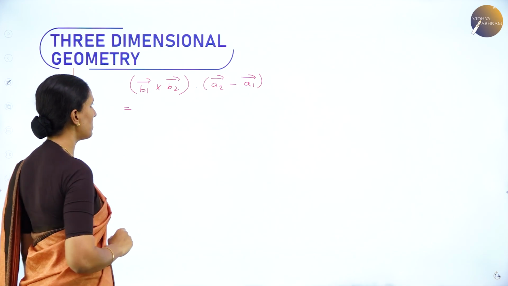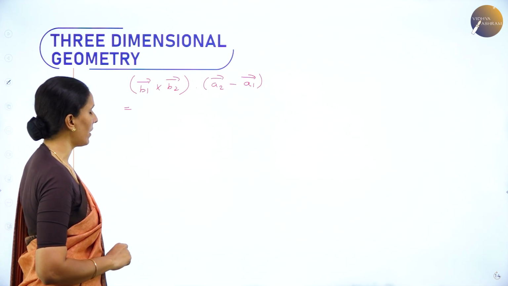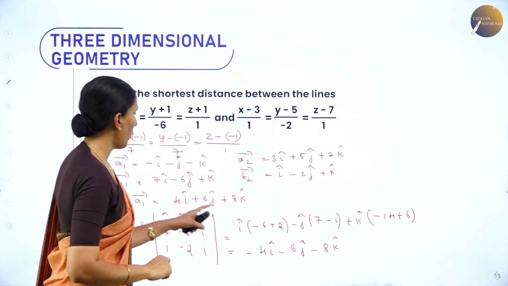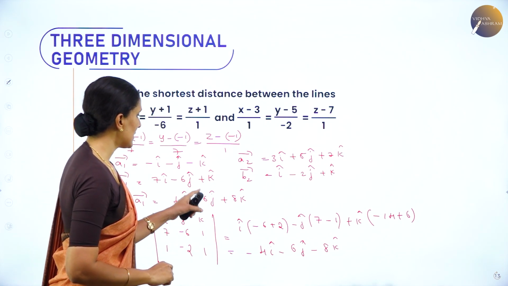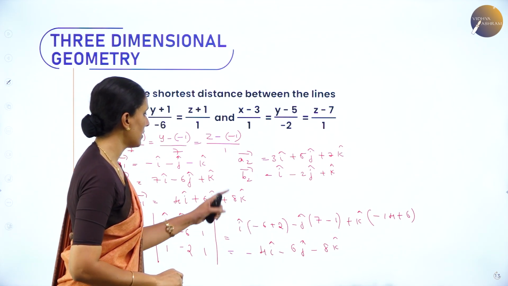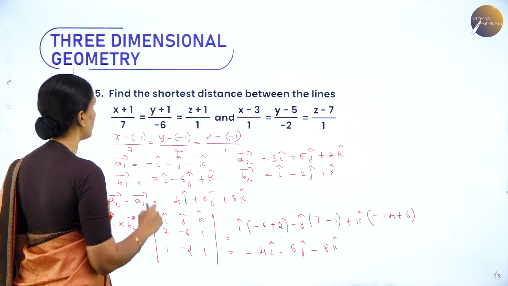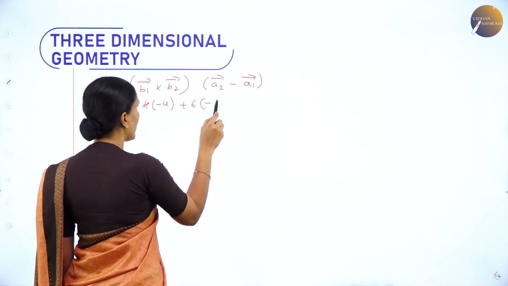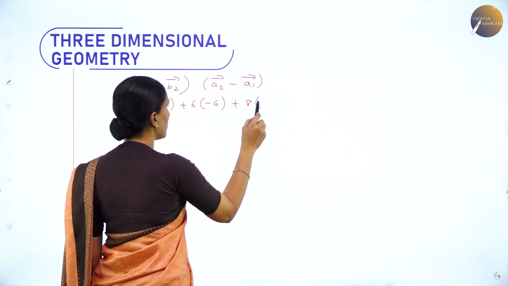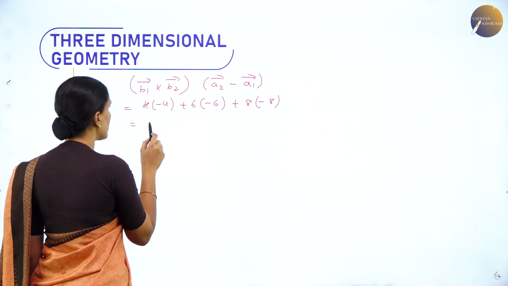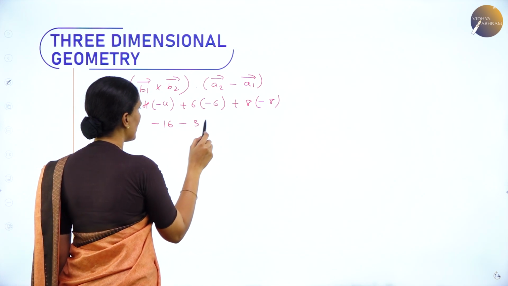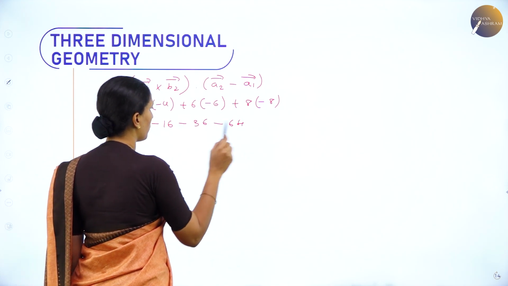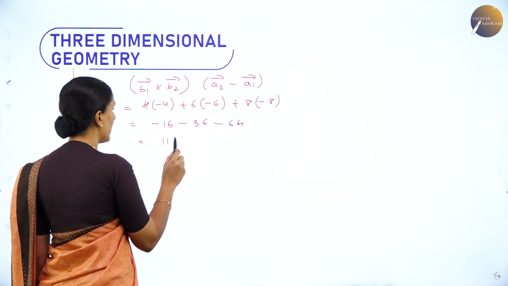So B1 cross B2 dot A2 minus A1, that is 4 into minus 4 plus 6 into minus 6 plus 8 into minus 8. So 4 into minus 4, 6 into minus 6 plus 8 into minus 8, which is minus 16, minus 36, minus 64. So that is equal to minus 116.